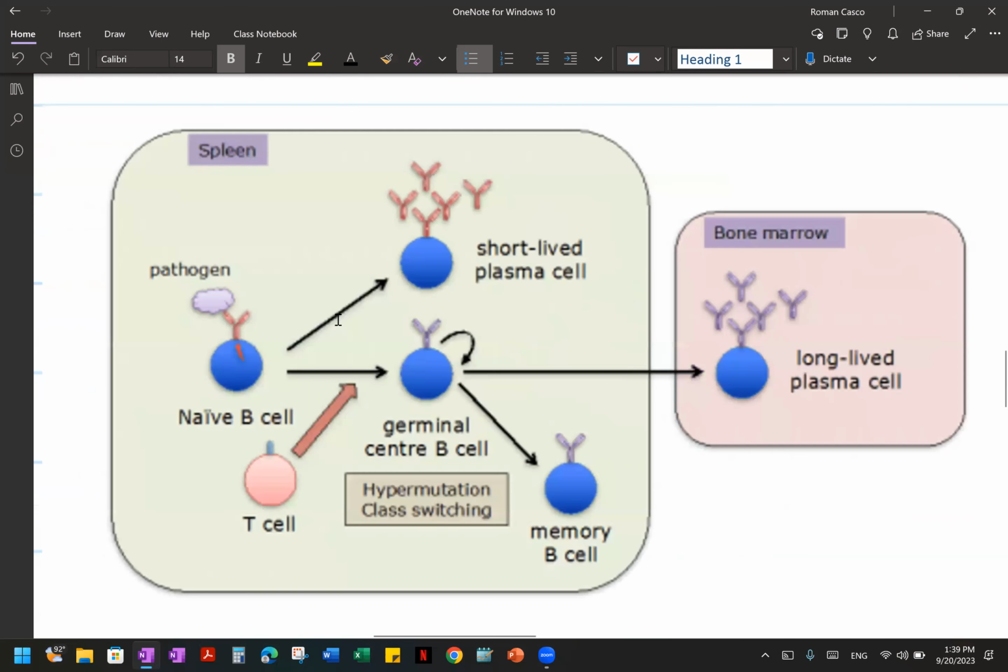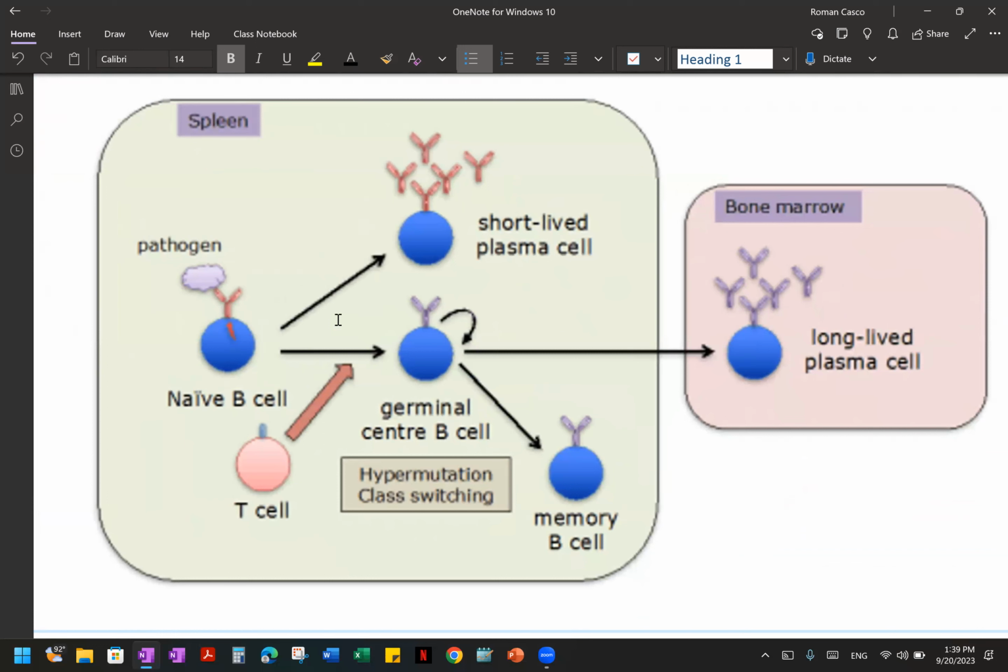Okay, so just to give you a little perspective of how B cells work, right? The spleen and bone marrow work together to produce these B cells, right? And let's say you have a pathogen here. This little purple pathogen comes in and infects a B cell. Unfortunately, that B cell has to sacrifice itself, right? It's referred to as a naive B cell, okay? But at the same time, this B cell registers the antigen for this particular disease.